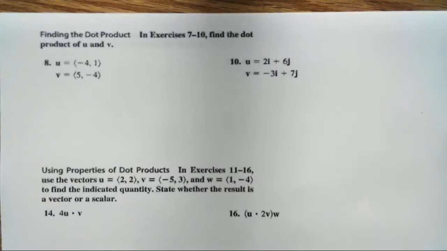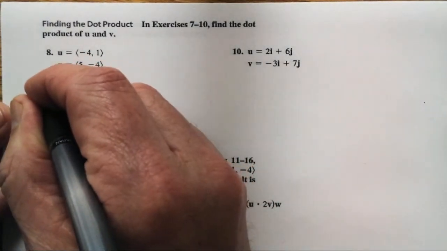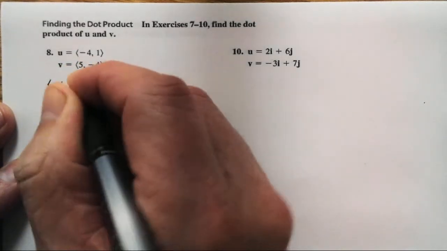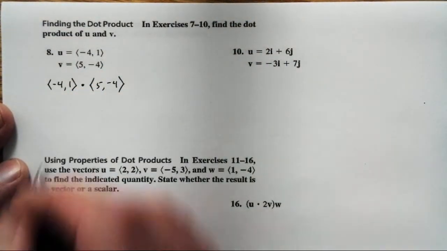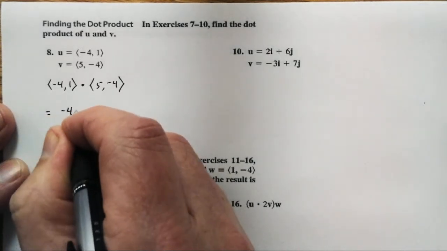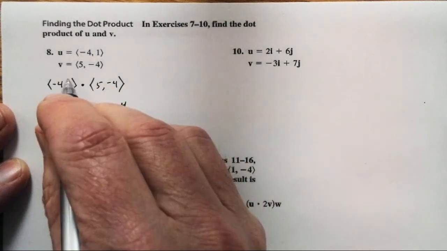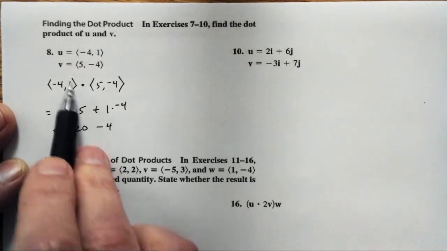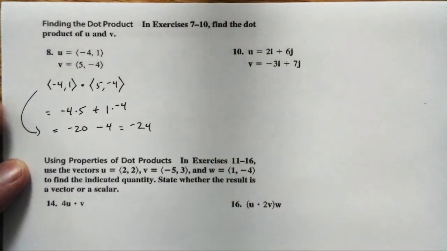This might be split over two different videos. Finding the dot product. Find the dot product of u and v. So u dot v is -4, 1 dot, we don't say times, 5, -4. One time I'm going to write all of this out. This would be equal to -4 times 5 plus 1 times -4, or we get -20 minus 4, which is probably where I would normally just go straight to, or -24.